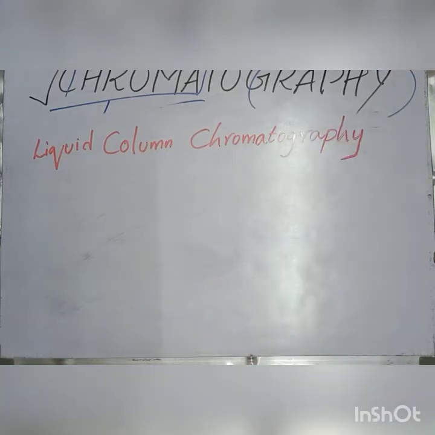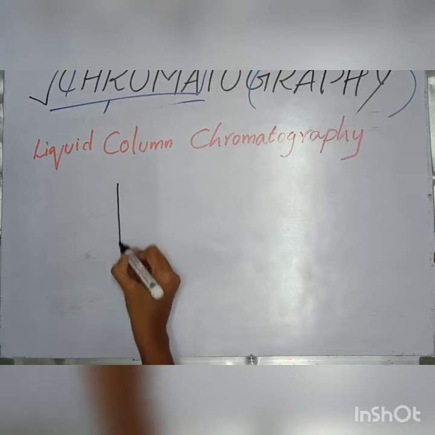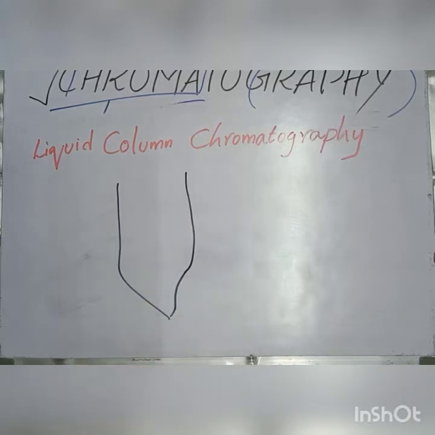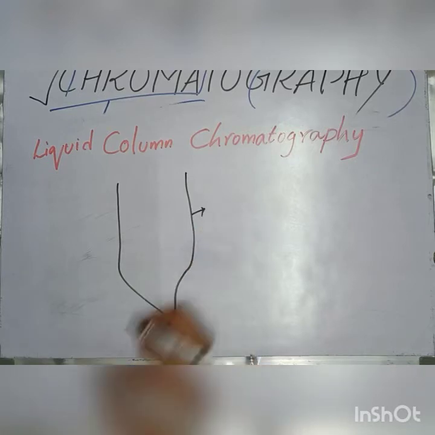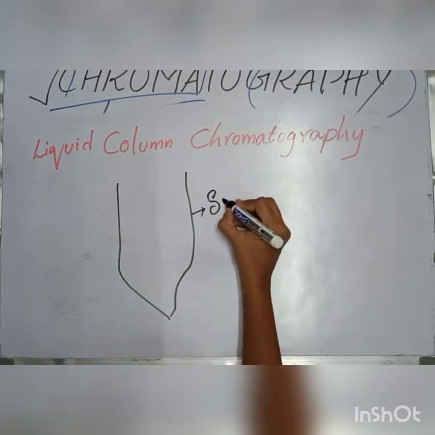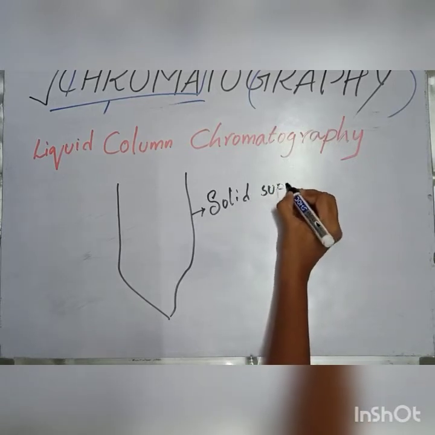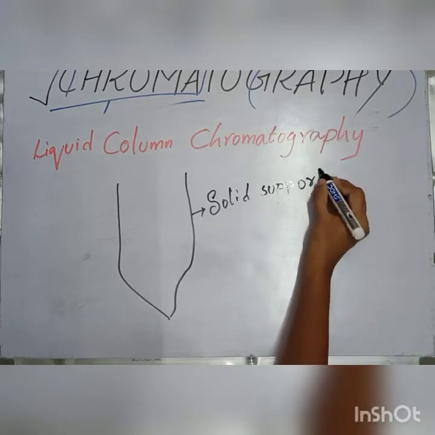So in this type of chromatography, what will the principle be? The principle will be the same. One stationary phase will be there, one mobile phase will be there. So in liquid column chromatography, one column will be there. It is made up of glass. So this glass column will act as a solid support. How will it act? It will act as a solid support, right? So this is the solid support.